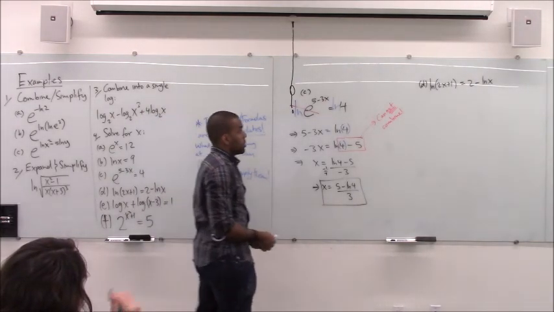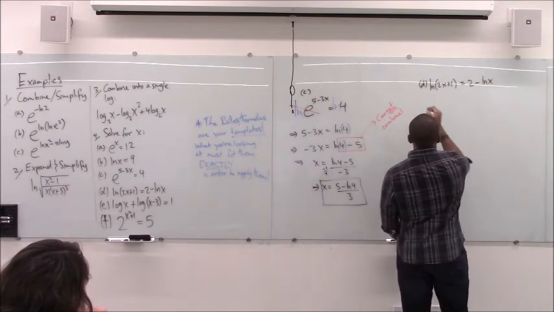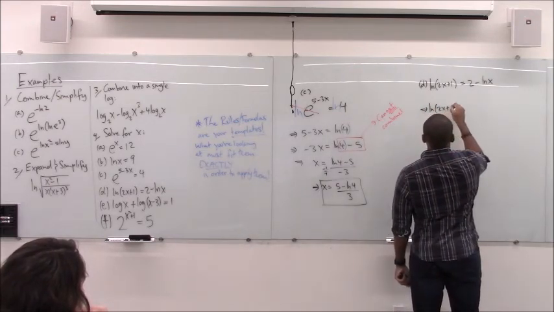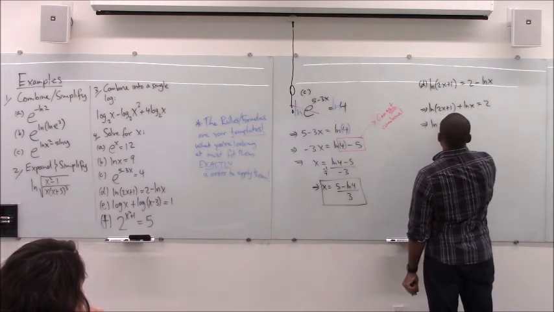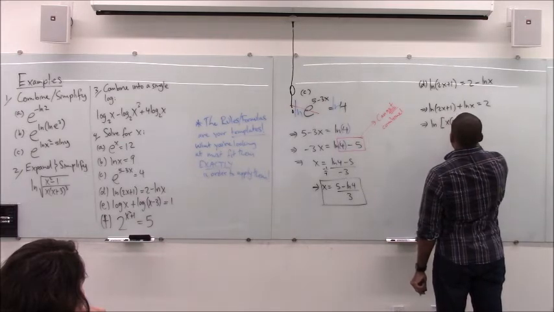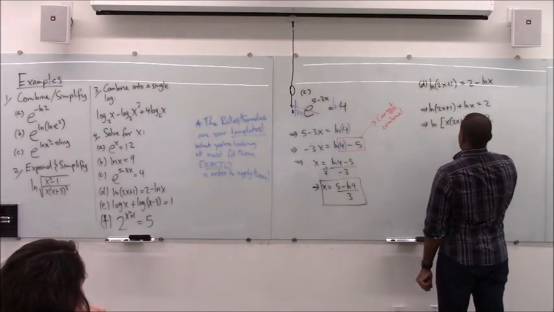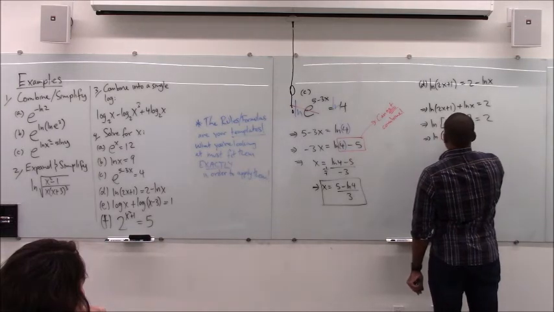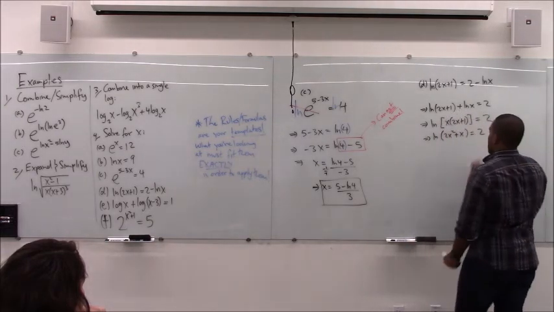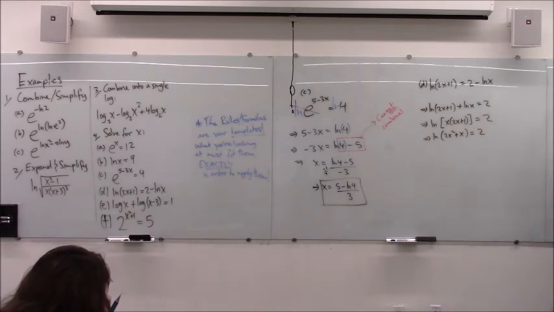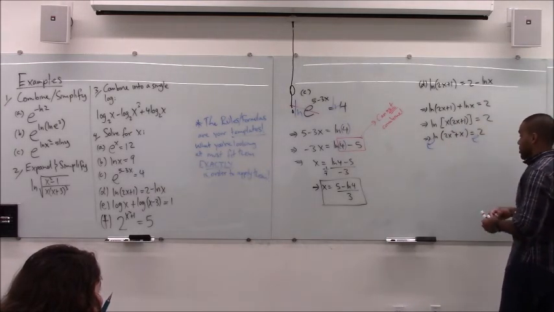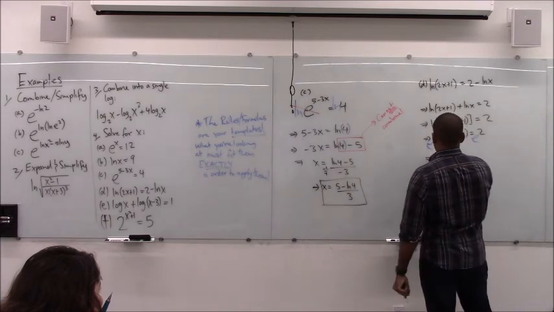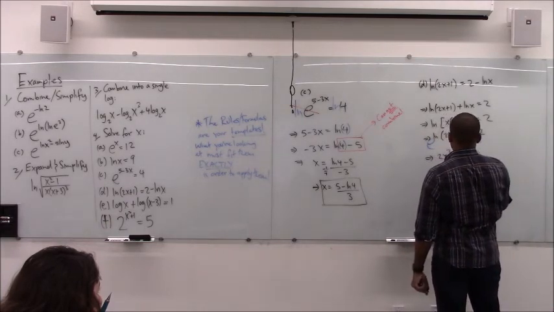Add ln x to both sides first. And then you can use one of the log rules to combine it to be 2x squared plus x on the inside. Then you can exponentiate it, that gets rid of the log. So now I have 2x squared plus x equals e squared.